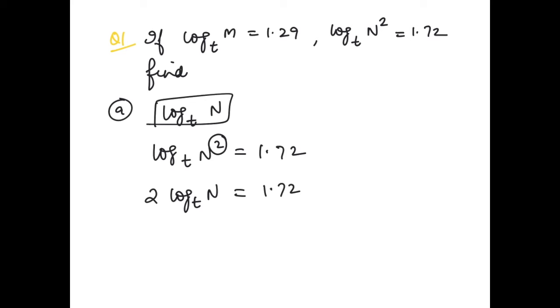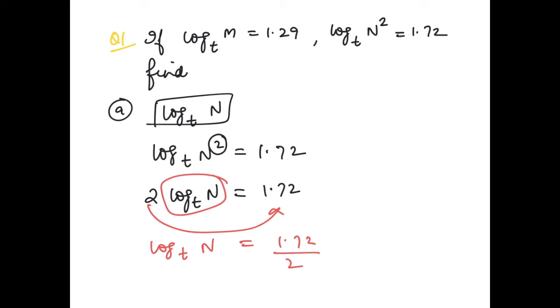And we need to get log T n. So we will divide 1.72 by 2 to get log base T n. It will be 1.72 divided by 2. So if you divide it, you will get 0.86.